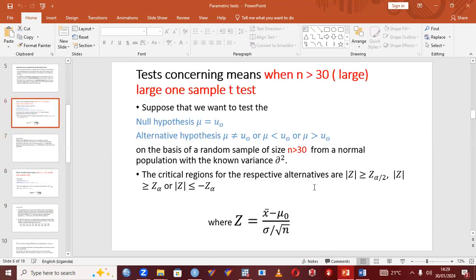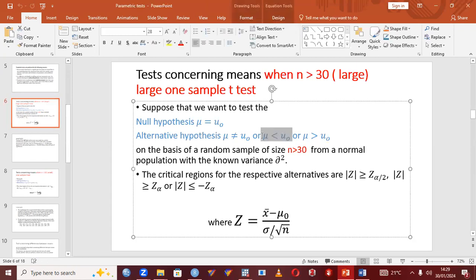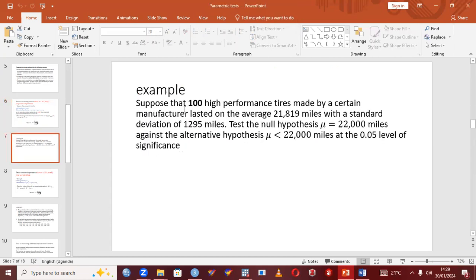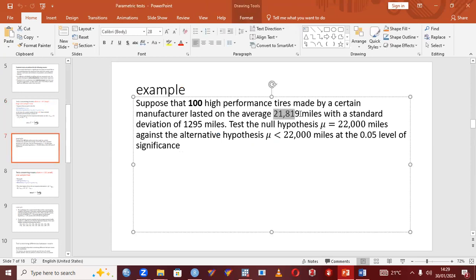When you're testing this null hypothesis, you need to focus on the alternative. Look at this alternative: suppose that you have 100 high performance tires made by a certain manufacturer, and the other 100 high performance tires made by another manufacturer, with a standard deviation of 819 miles. This is another hypothesis. So the alternative determines the rate of significance, and also whether to divide by two.